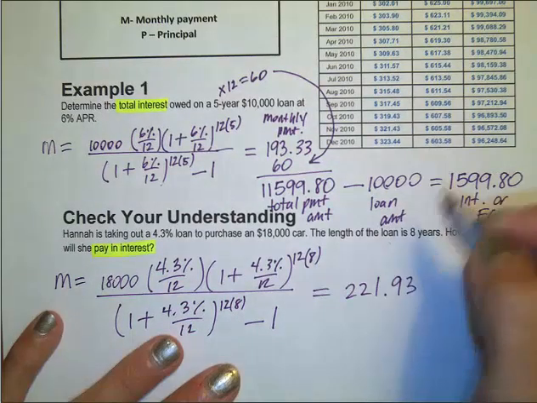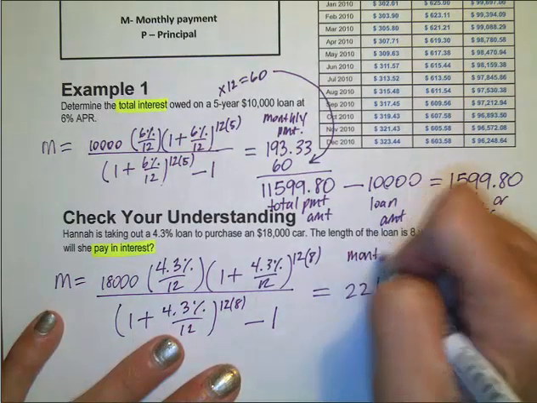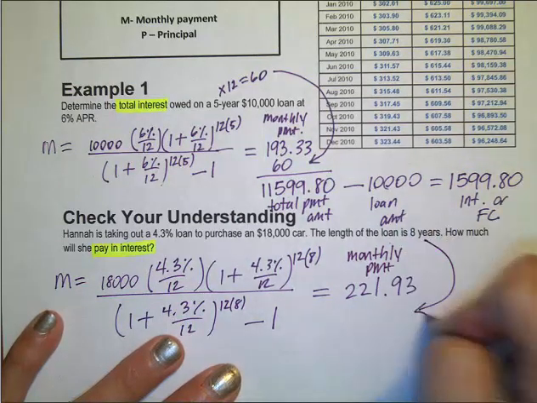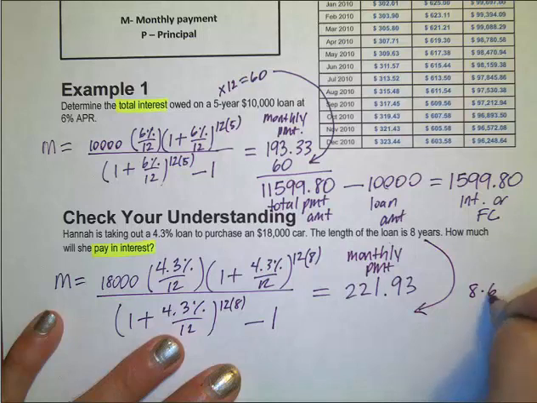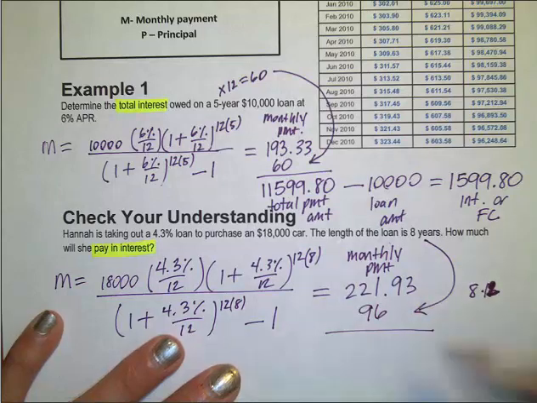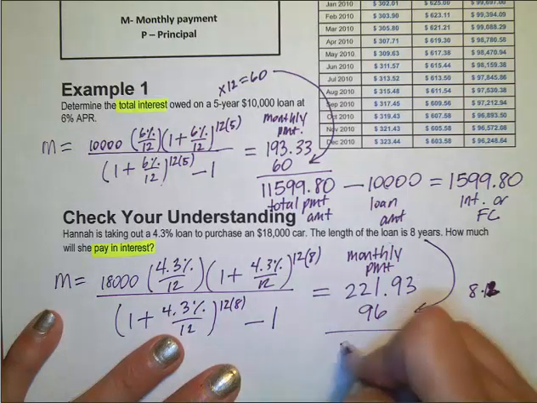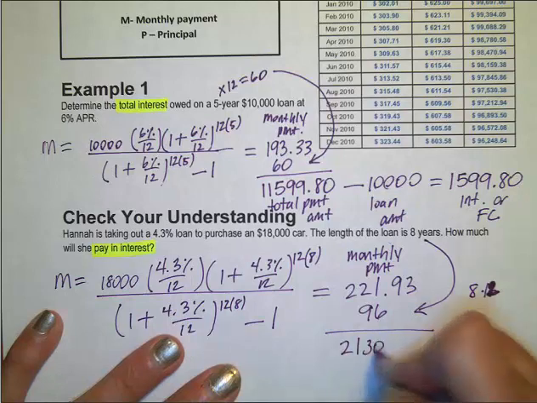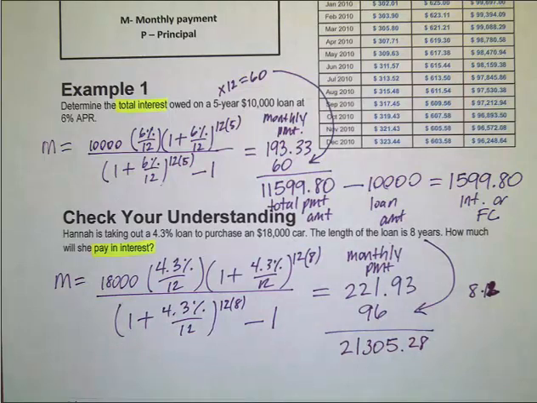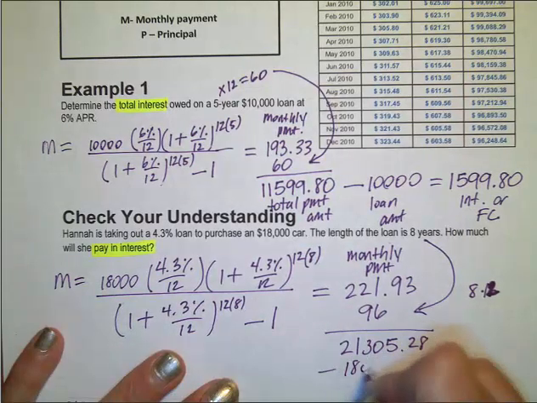Well, she paid this. Again, this is her monthly payment. How many monthly payments do we have? We have to do 8 times 12, not 6. 8 times 12, which is 96. So she pays 96 payments. Multiply those. Go ahead, pause and get that. $21,305.28. Well, her car was only worth, or she only paid $18,000.